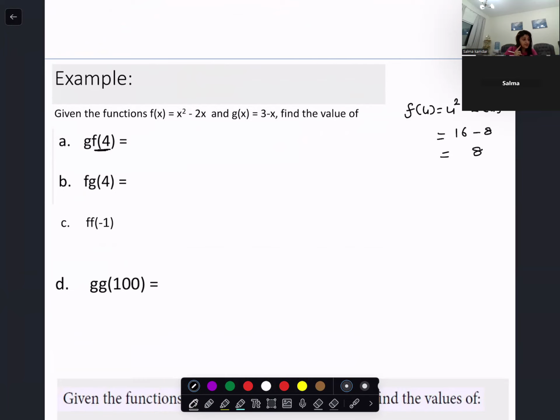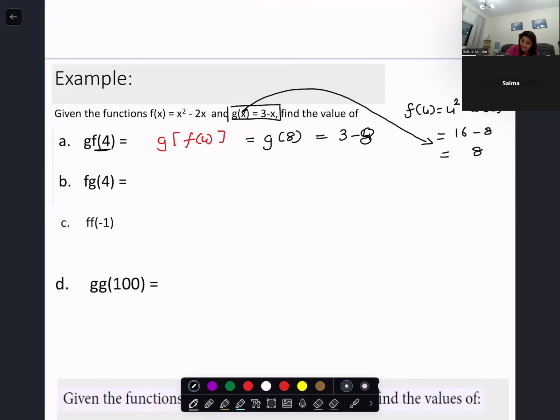So instead of x, I want f of 4. That means I want g of f of 4. f of 4 is nothing but 8. So I want g of 8. Now my g of x is 3 minus x. So it would be 3 minus, instead of x, I have taken the value of f of 4, which is 8. That would become minus 5.